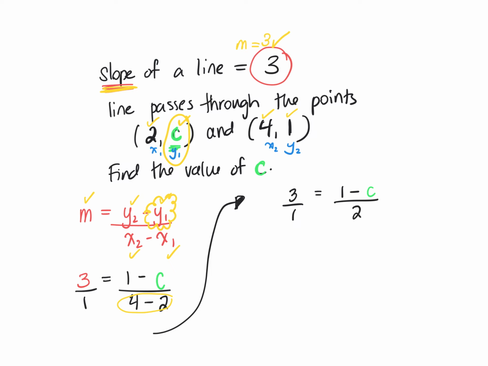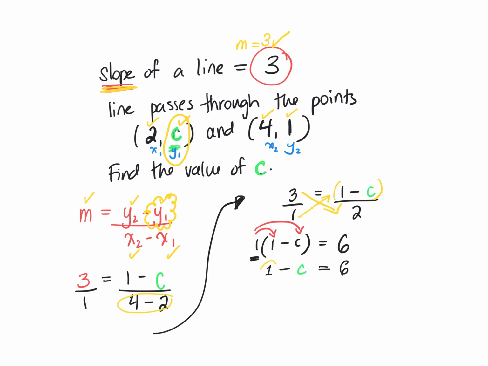Now I'm just going to use cross multiplication to solve for C. So I'm going to multiply 1 times 1 minus C, and I'm going to multiply 3 times 2, which is 6. This is a little easier because the denominator is 1. Because I'm multiplying everything by 1, it's going to actually just stay the same. So 1 take away C is equal to 6.